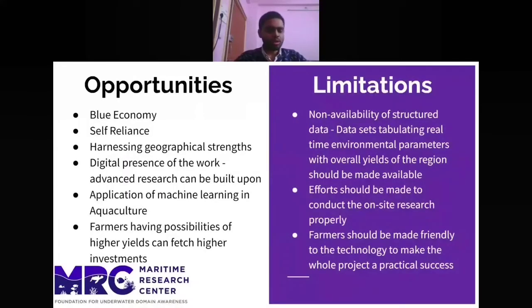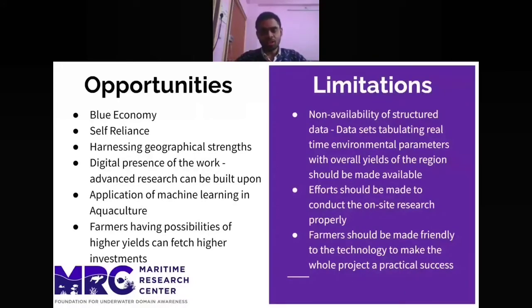The opportunities are the blue economy, as I've already explained, and self-reliance. If the farmers have a certain tool in hand, they are self-reliant. They can check their own farm, they can check their own parameters. The nation can harness its geographical strength. The work is now not only on paper, because this work also employs a digital tool, and advanced researches like the application of machine learning or AI can now be built upon this whole work. And finally, the farmers who have the possibility of higher yield can get higher investment too. So overall, their livelihoods improve, which is the main aim.